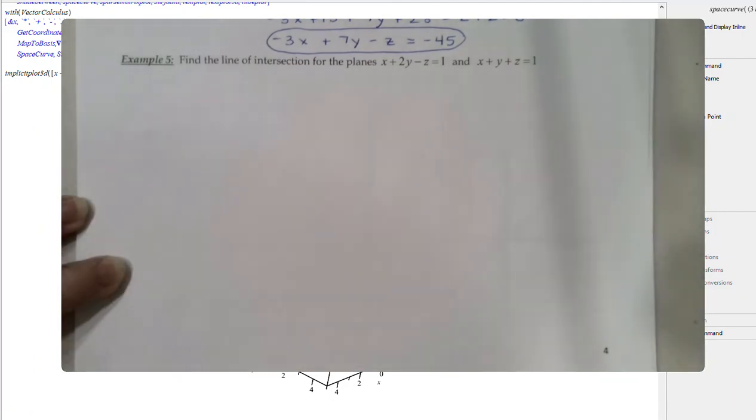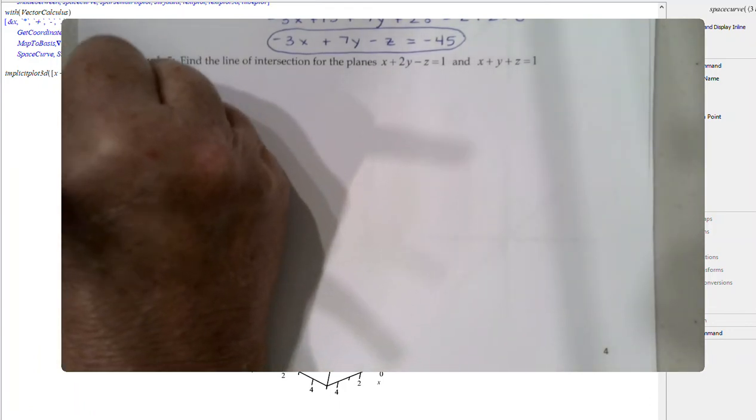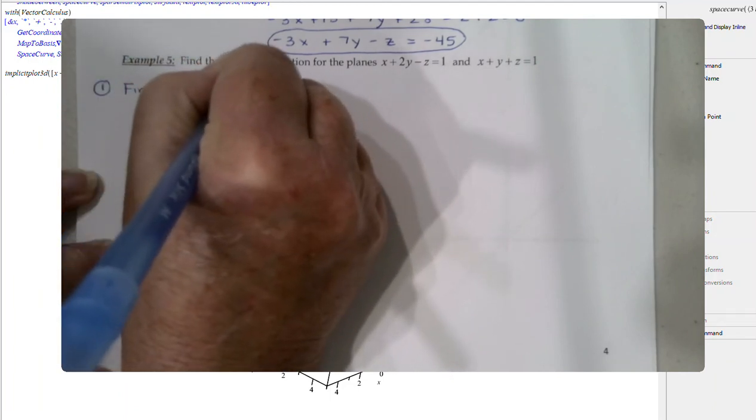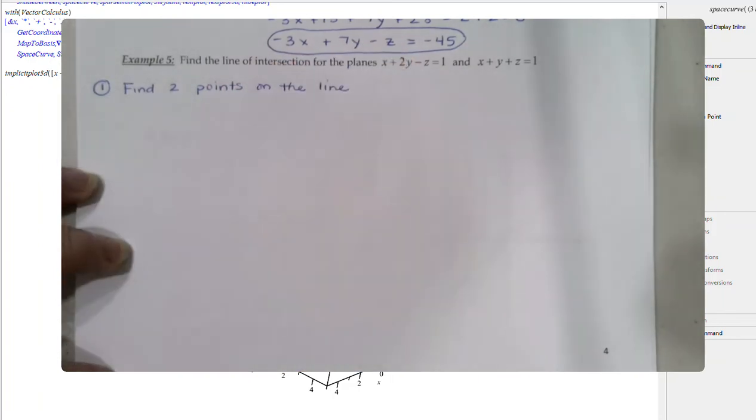So first of all, how do I find the line of intersection? Well, for a line, I need a point and I need a direction vector. I'm actually going to start by saying if I knew 2 points, I could get everything I need. So I'm going to start by finding 2 points. So sort of step 1, find 2 points on the line. Now I know there's infinitely many points on that line. I just need to find any 2.